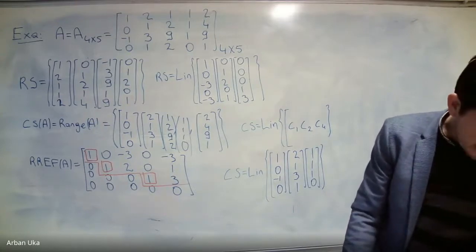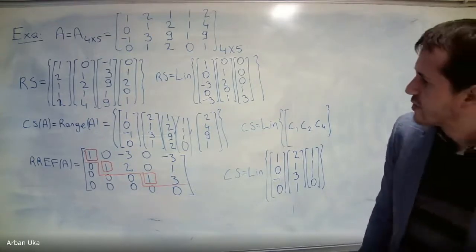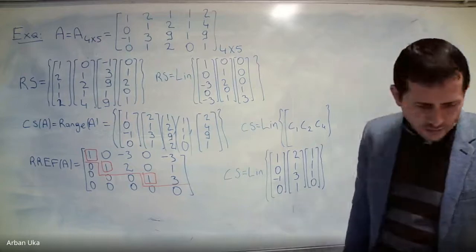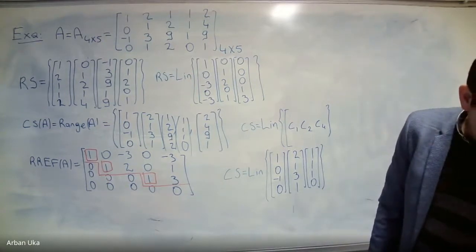Now we have also the null space of A. So what is the dimension of the null space of A?